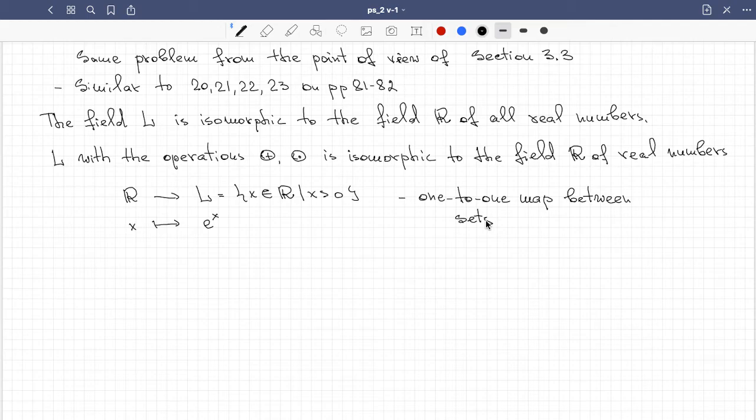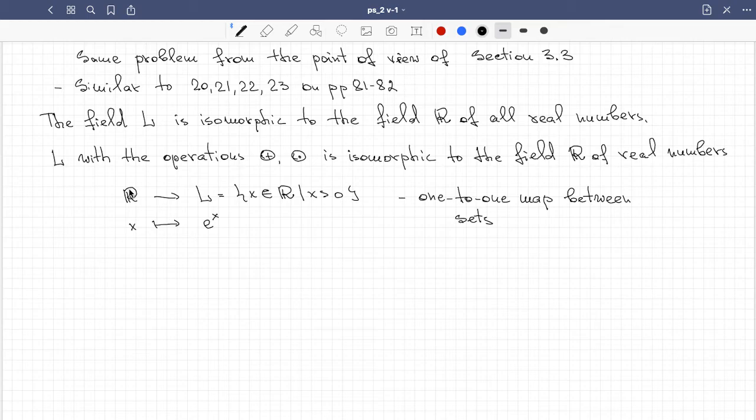Indeed, you know that the map, first of all, this is indeed a map. Any exponential of any real number is a positive real number. You know this probably from calculus. You also know that the map is injective and surjective. Surjective because we have an inverse, or injective for the same reason. We have an inverse. We have the logarithm.